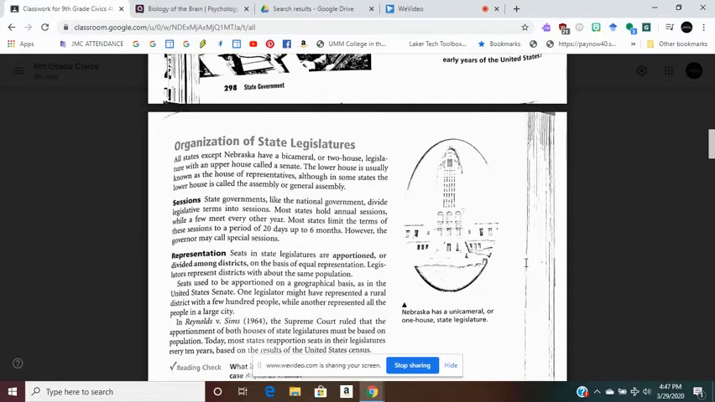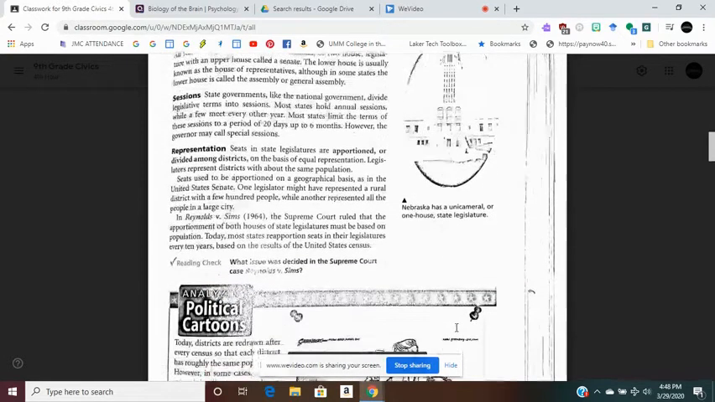One legislator might have represented a rural district with a few hundred people, while another represented all the people in a large city. In Reynolds versus Sims, a Supreme Court case from 1964, the court ruled that the apportionment of both houses of state legislatures must be based on population. Today, most states reapportion seats in their legislatures every 10 years based on the results of the United States Census.